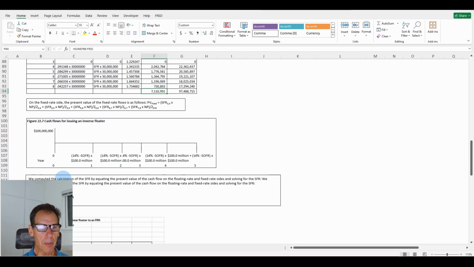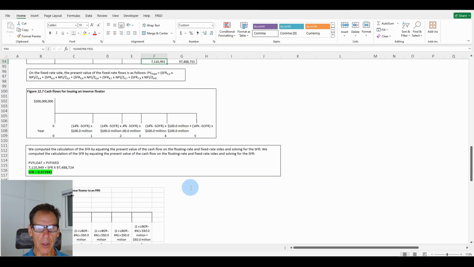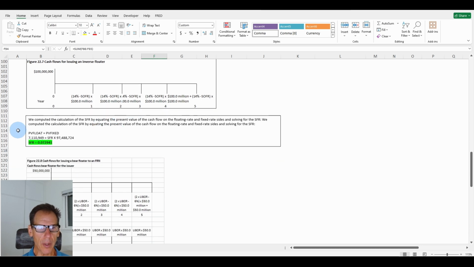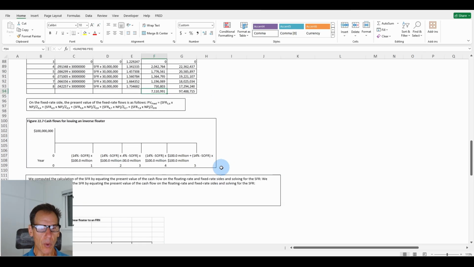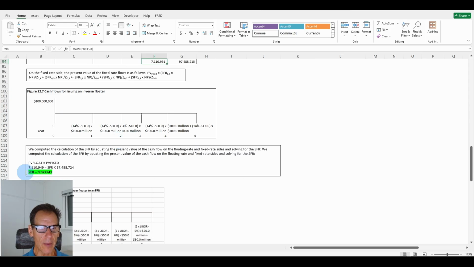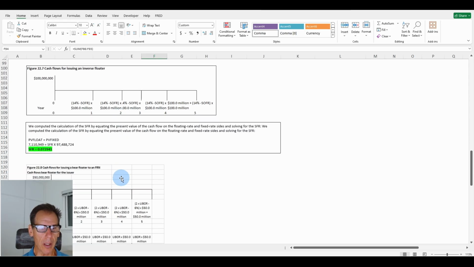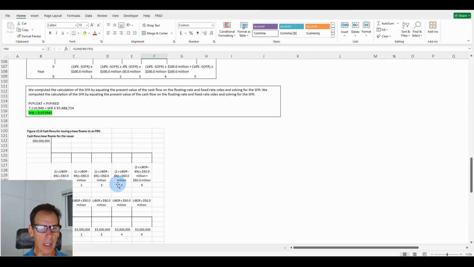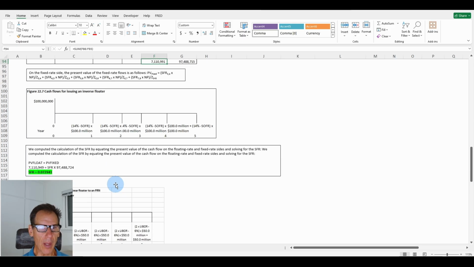They should add up. We compute the calculation of the SFR by equating the present value of the cash flows on the floating rate and fixed rate sides and solve for the SFR. So now we have the 7 million equals SFR. So now we have 797,488, which I showed right here, divided by 711, and you get this SFR rate of 7.2941. Got that? And LIBOR, you can label it however you want. Doesn't mean a thing. I just didn't change it.